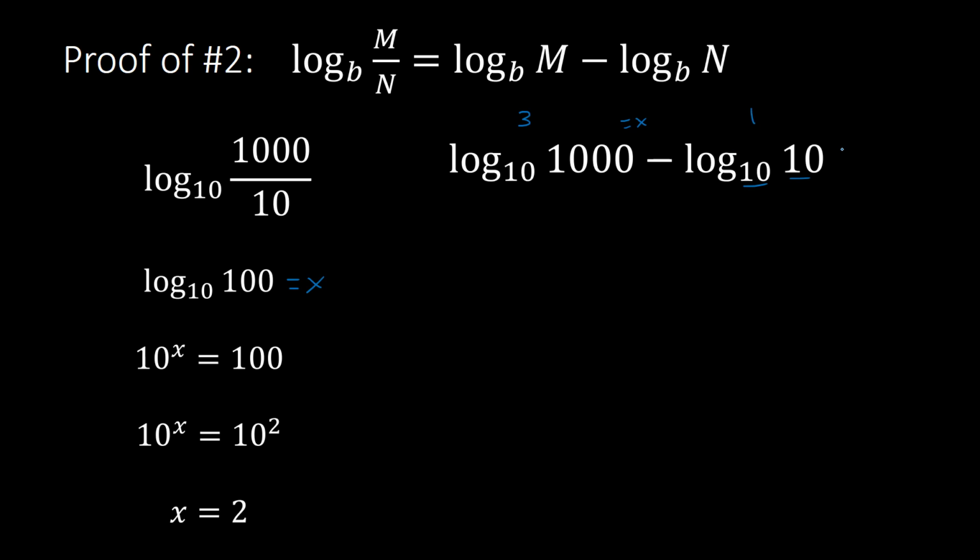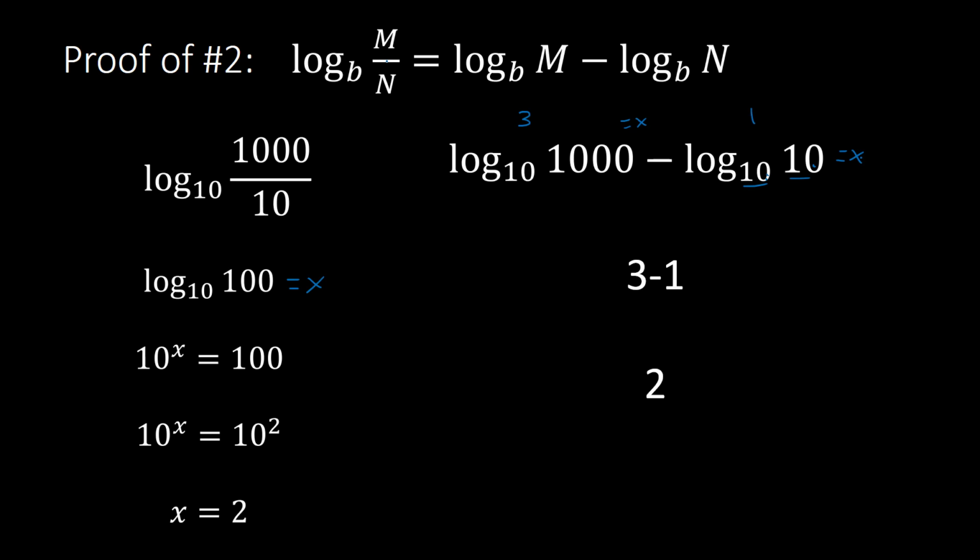If you don't know that, you can set that equal to x, and we have 10 to the x power equals 10. So 10 to what power gives me 10? That's going to be the first power. So what I have is 3 minus 1, which is going to be 2. Notice we get the same solution either way. So therefore, we have just shown to you that this second law is going to be true.